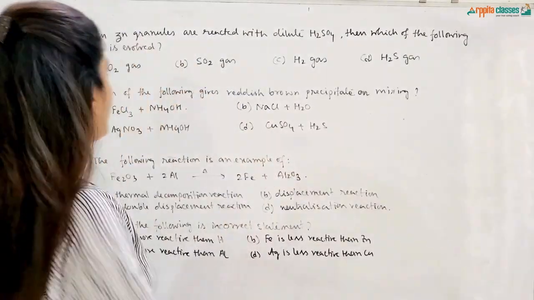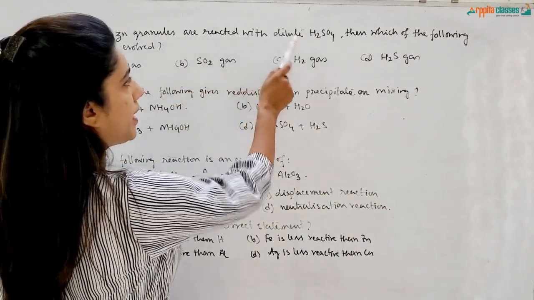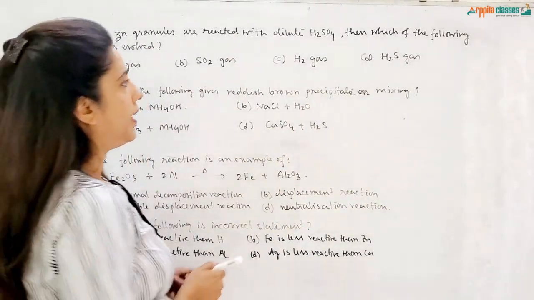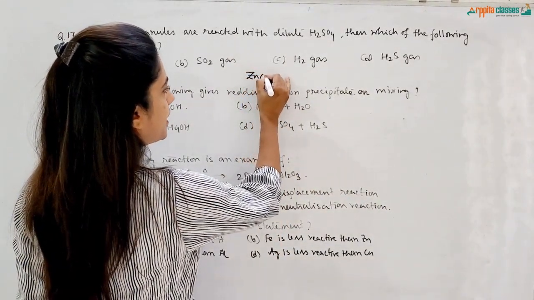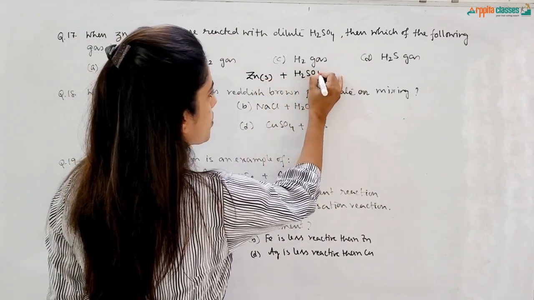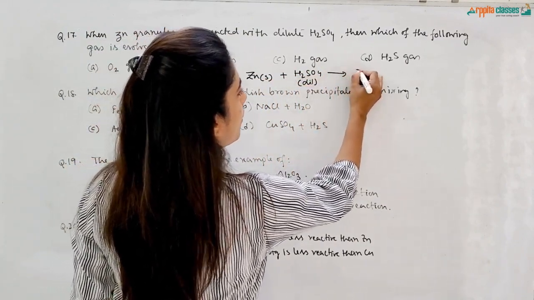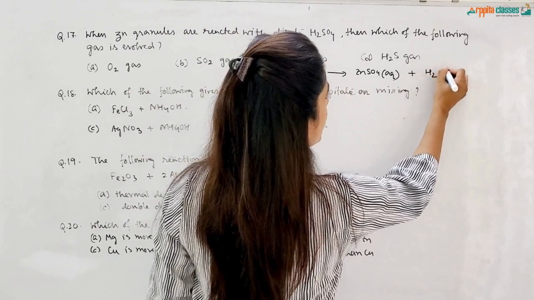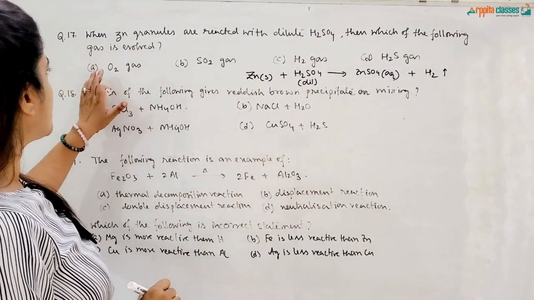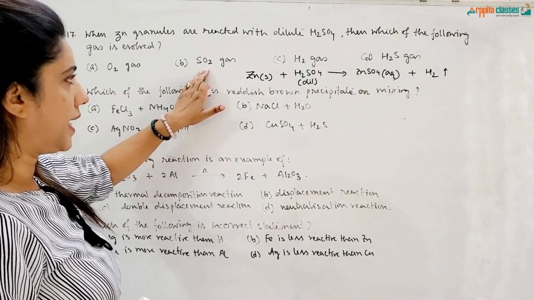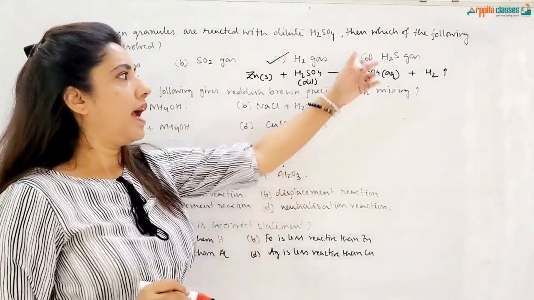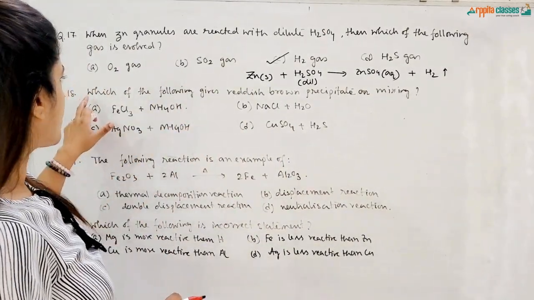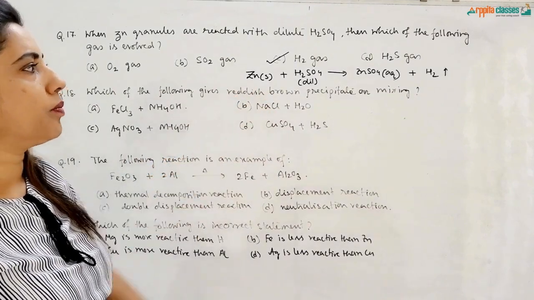So in the next MCQ we have, when zinc granules are reacted with dilute sulfuric acid, which of the following gases evolve? Let us see the reaction. Zinc granules, that is zinc solid, plus H2SO4 sulfuric acid, which is in dilute condition. We get zinc sulfate, which is in aqueous condition, plus hydrogen gas evolves. So here the options are oxygen gas, no. Sulfur dioxide gas, no. Hydrogen gas is the right answer, and hydrogen sulfide gas, which is again wrong. So hydrogen gas evolves.